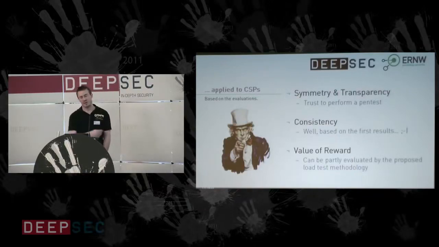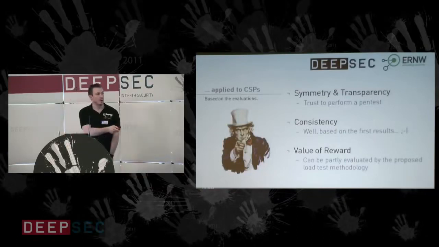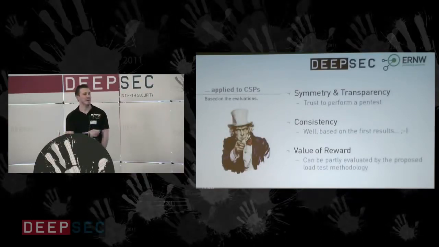Another relevant trust factor is consistency. So what happened in the past? How did the cloud service provider perform in the past? Were there security incidents? Were there outages like the Amazon outages in, I guess, April and June? And also the past pen test results. So the cloud service provider we evaluated was transparent and also trusted us, but the results from this transparency and symmetry directly affected the consistency of the cloud service provider.